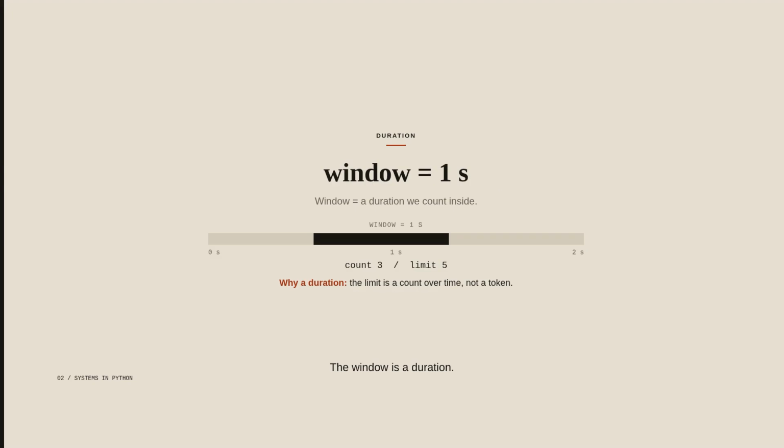The window is a duration. 1 second is a window. 10 seconds is a window. We count the requests that left during that duration, and we compare the count to a limit. The limit is a count over that duration, not a pile of tokens.